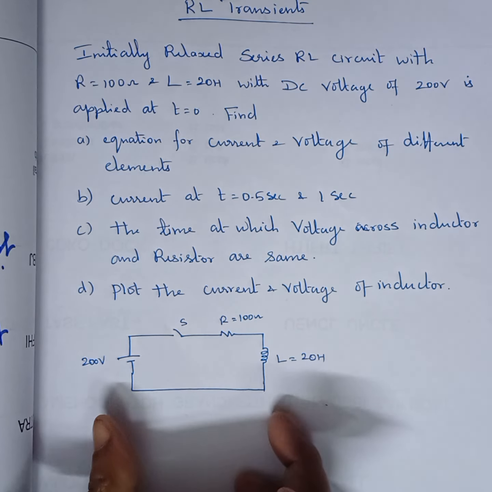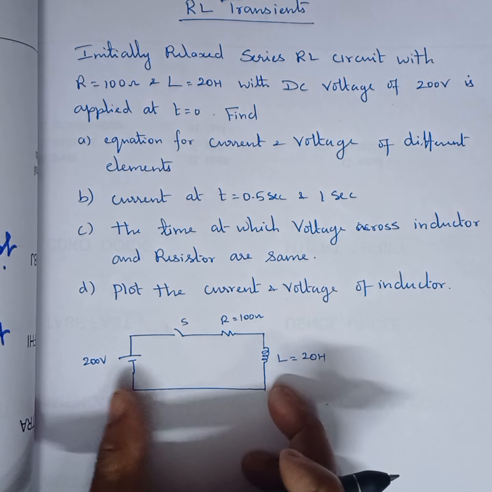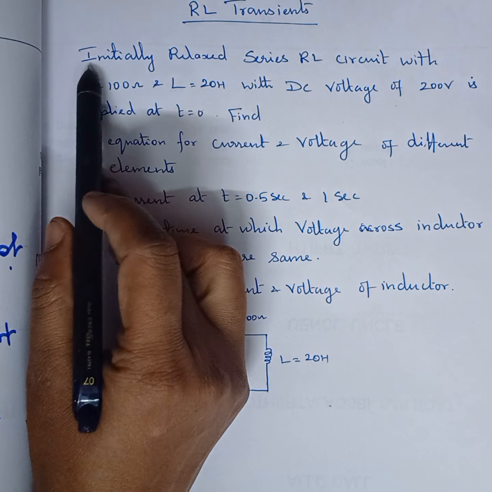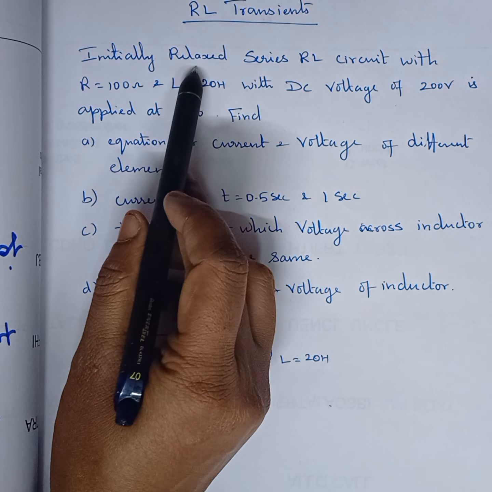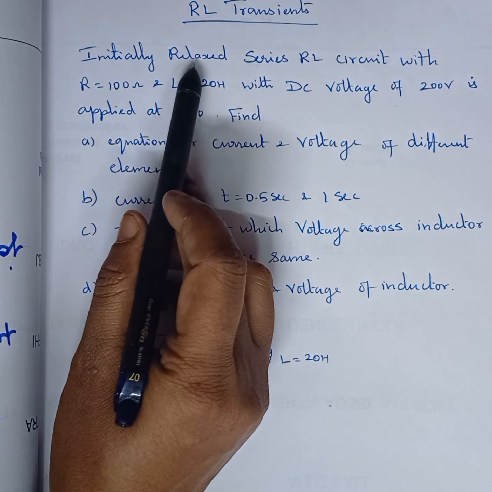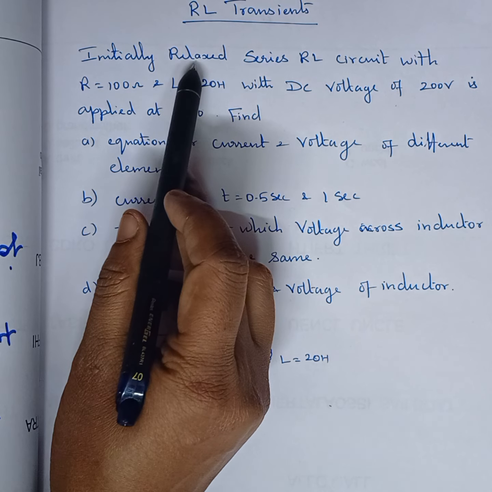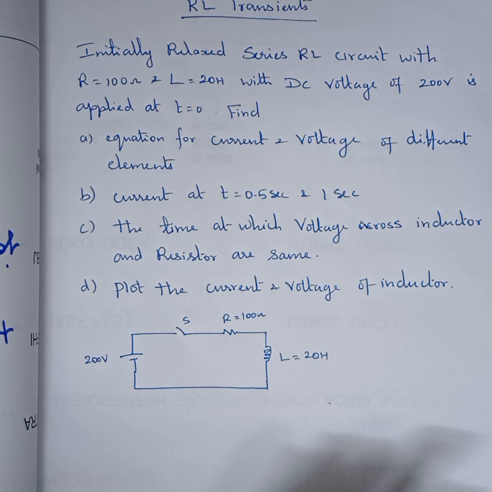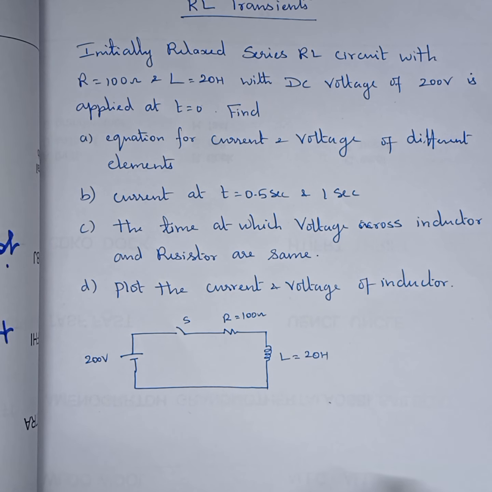Sometimes a diagram can be given like this, otherwise a statement can be given. In this statement, we are given initially relaxed, which means the initial current before closing the switch or after closing the switch is 0. Clear? So now there are 3 steps.